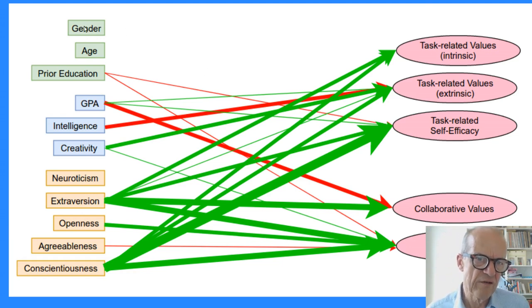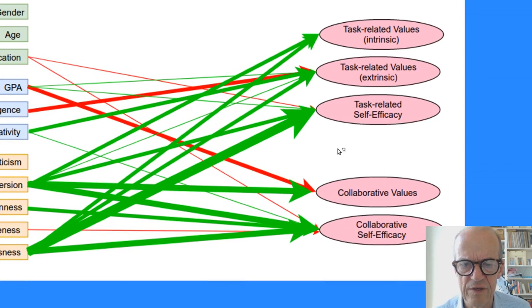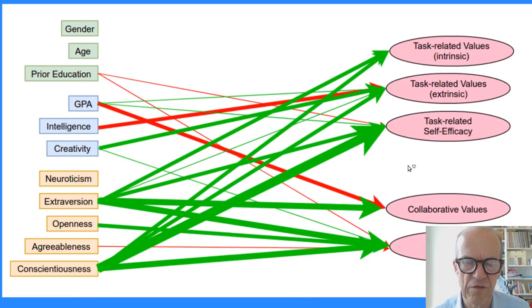Now, as you can see, gender did not make any difference as far as the scores on these motivation variables are concerned. Age did not influence the scores. Prior education had some negative influence. So the higher the prior education, the lower the task-related self-efficacy and also the collaborative self-efficacy. So on the self-efficacy measures, there was a slight negative influence. The arrows are fatter when the correlation coefficients are higher. So that's how I try to make it visible to a certain extent.